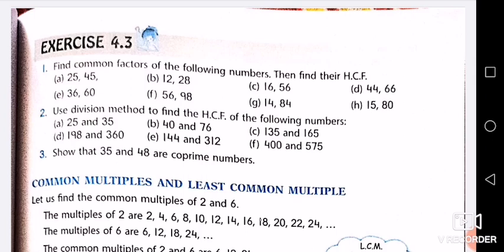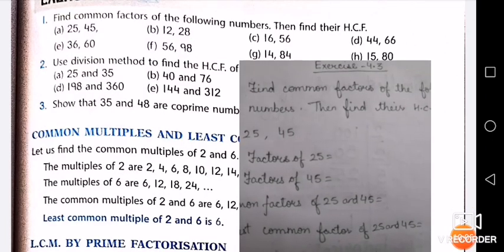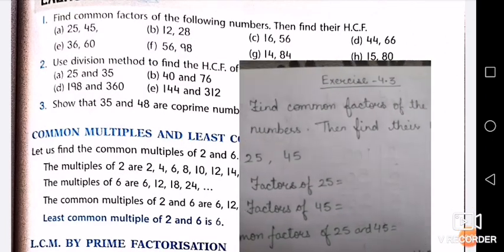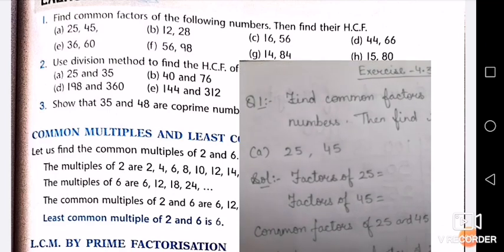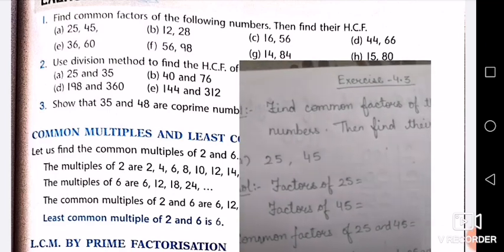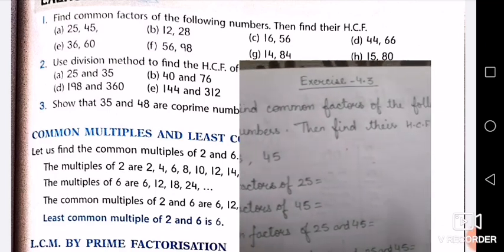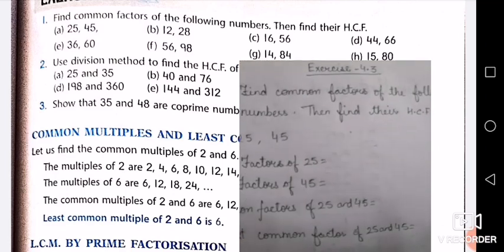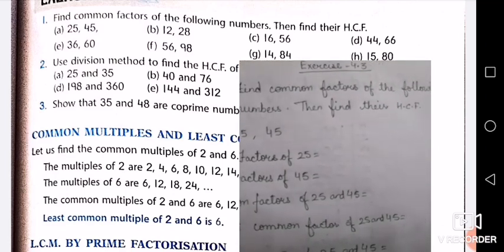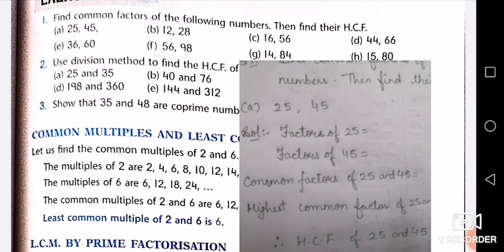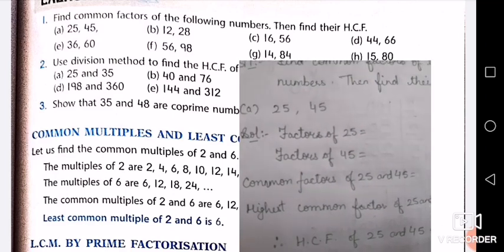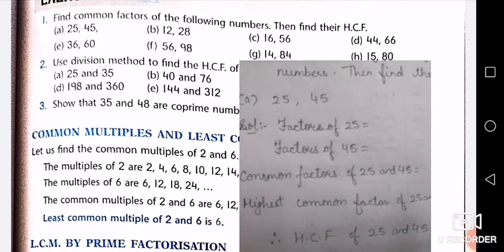So question number 1. We'll start with question number 1A. Now our exercise 4.3, question number 1: find common factors of the following numbers, then find their HCF. A part is 25 and 45.